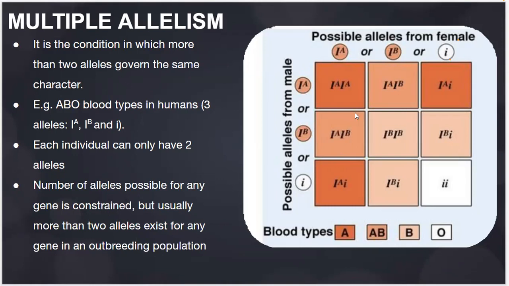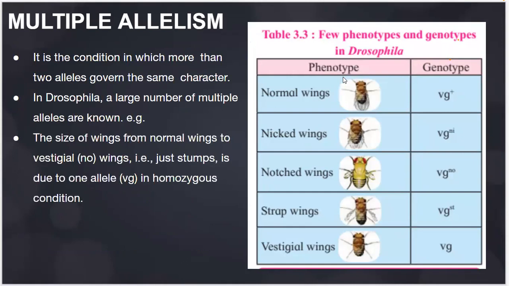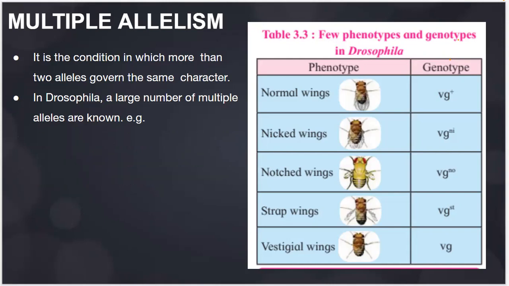Fine. Another example which is there in your textbook is of the Drosophila. So here also more than one allele is there, all of them controlling the wings of the Drosophila. Drosophila is a fruit fly. It is one of the most commonly used organisms for carrying out genetic experiments. So it is a condition in which more than two alleles govern the same character. In Drosophila, a large number of multiple alleles are there.